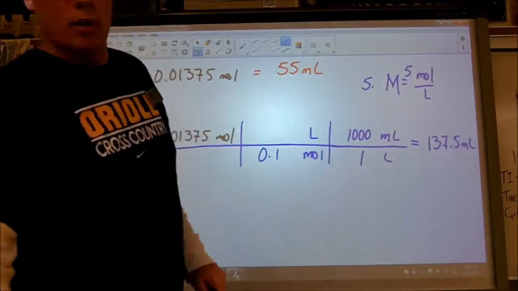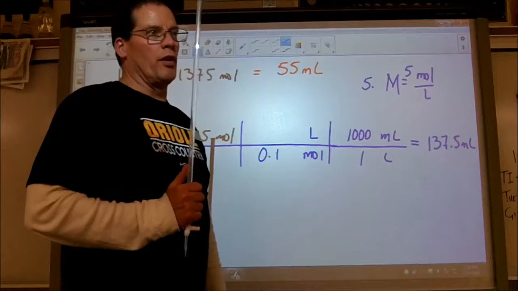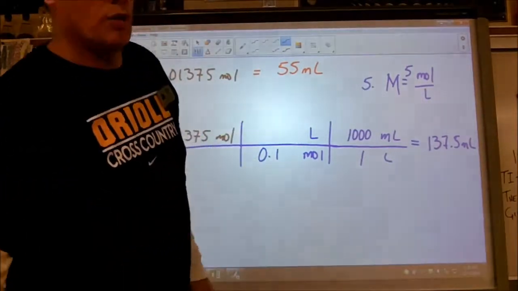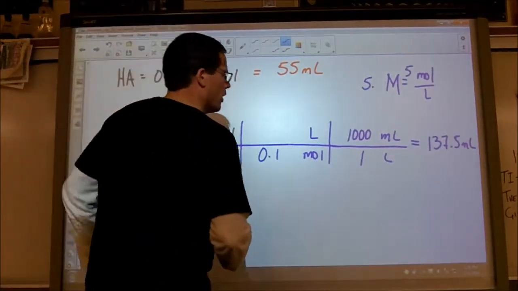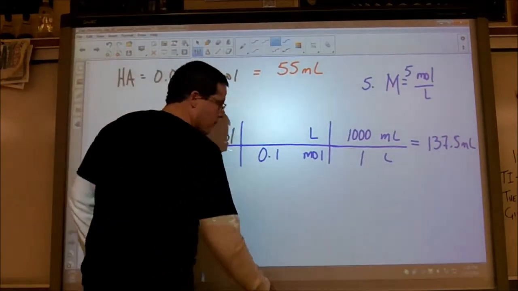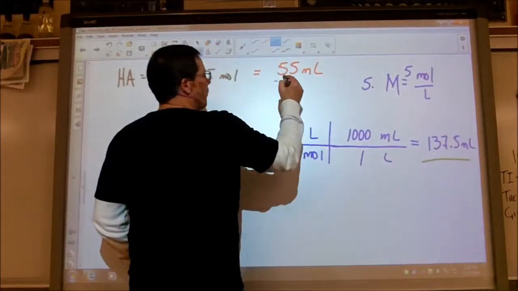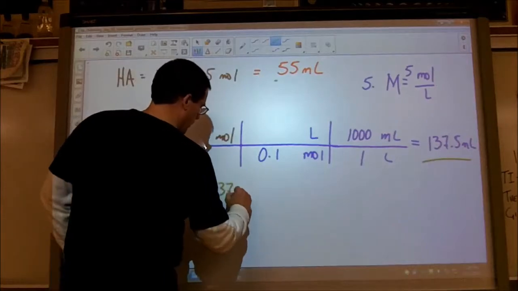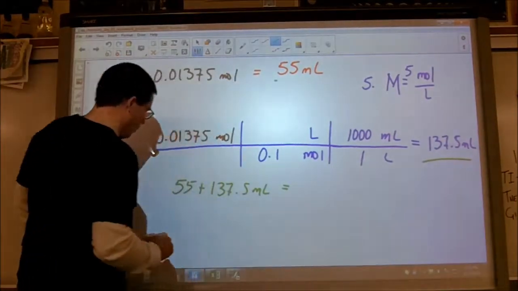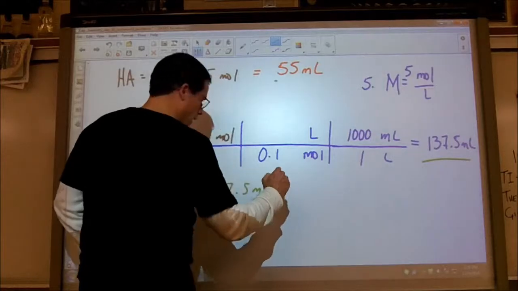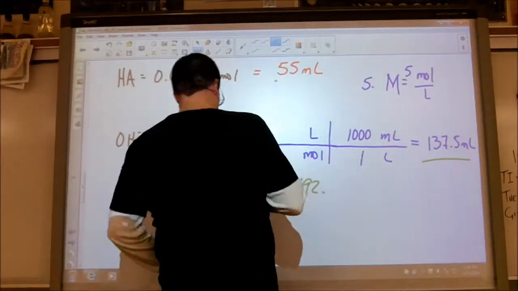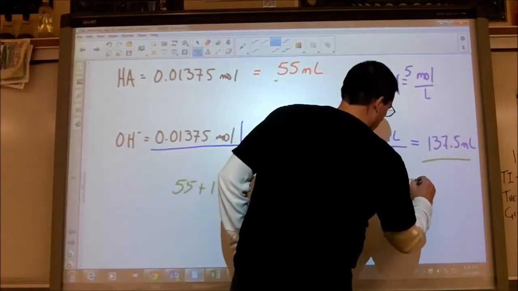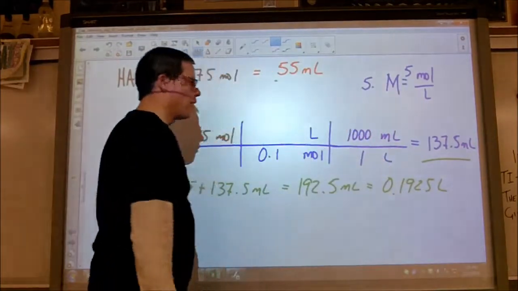So this is a 50 milliliter burette. So we get to fill this up twice and then almost empty it a second time, which isn't going to happen on Monday or Wednesday for you guys. So once we have our volumes, add them up. 55 plus 137.5, and that equals what? 192.5, which is equal to 0.1925 liters, if I did my math right.